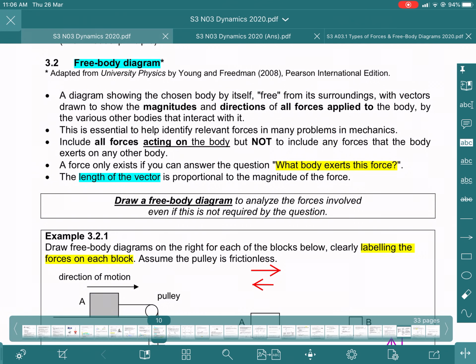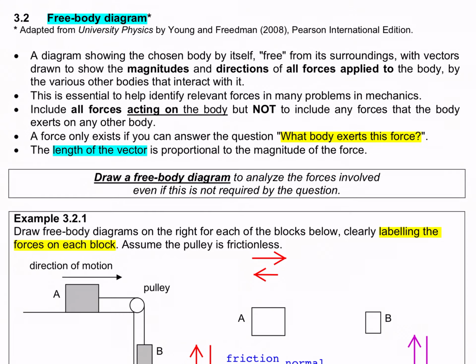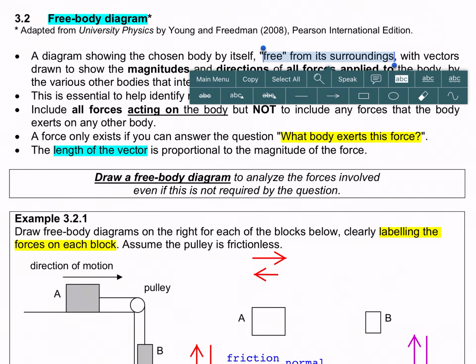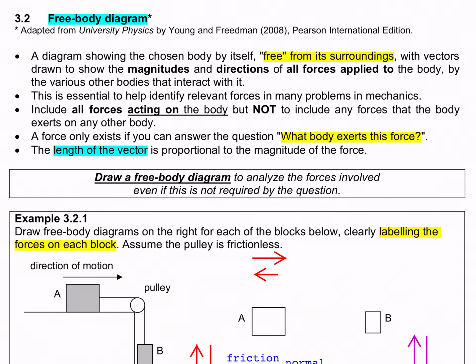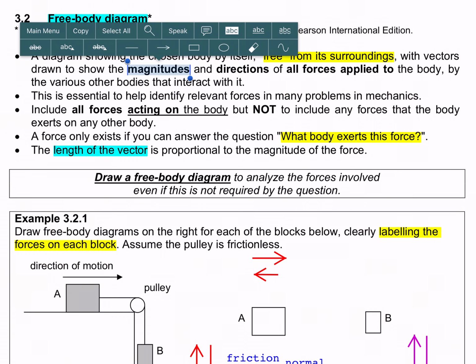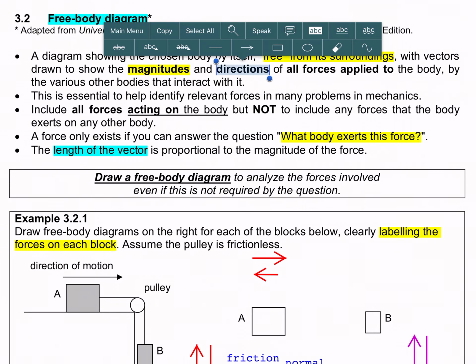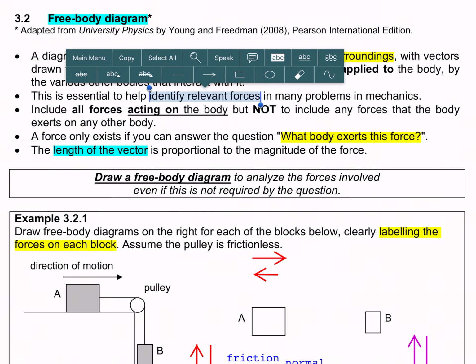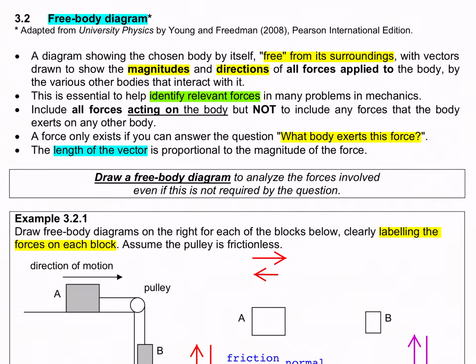Free body diagram. A free body diagram shows the chosen body by itself, free from its surroundings. And we show all the forces, or the vectors, with their magnitudes as well as directions of all the forces acting on this body. This free body diagram helps us to identify relevant forces in many problems in mechanics.